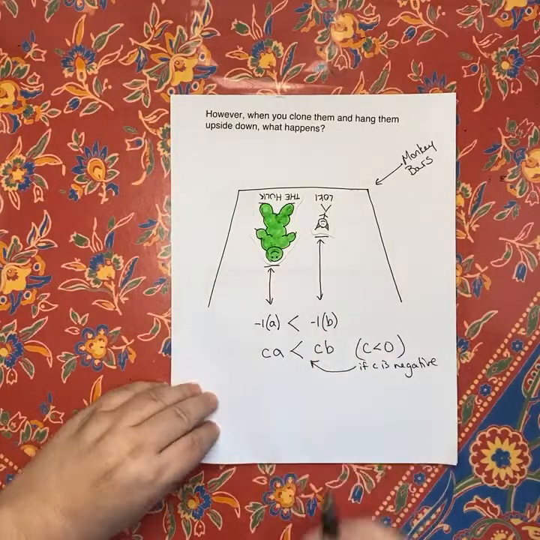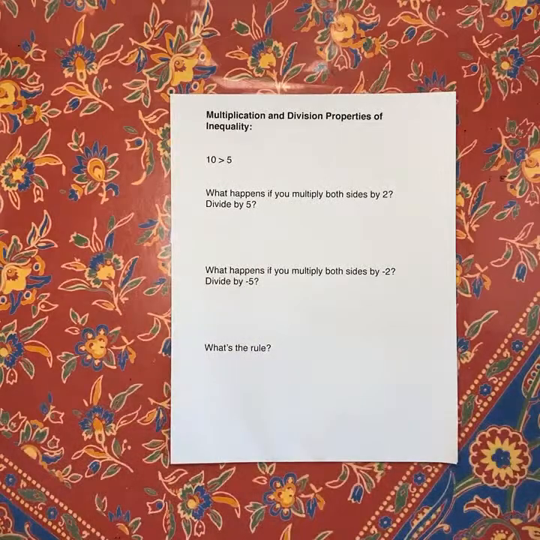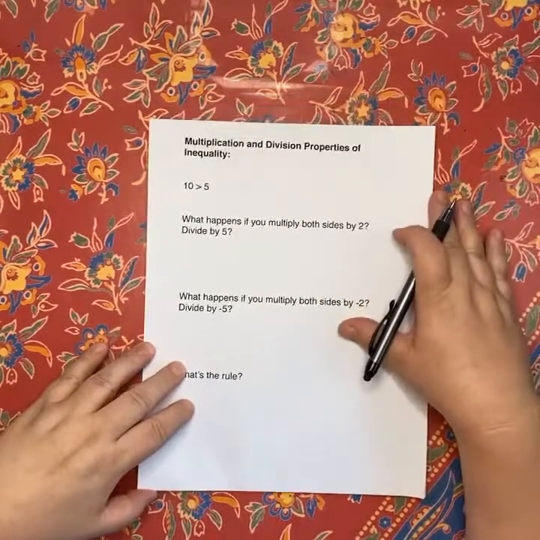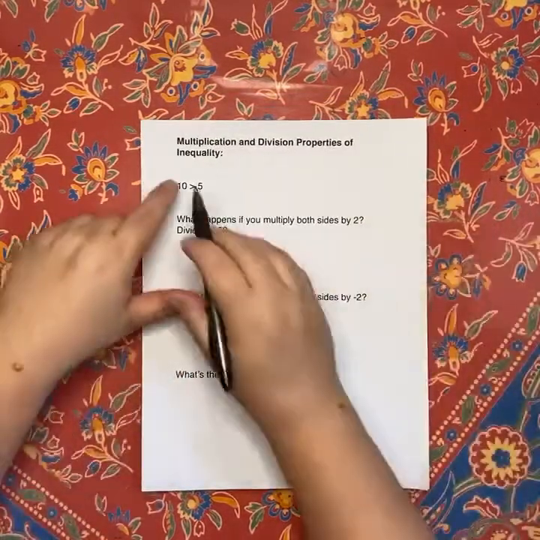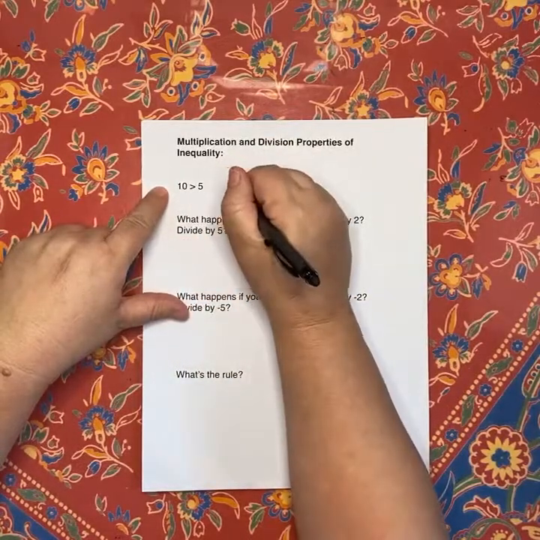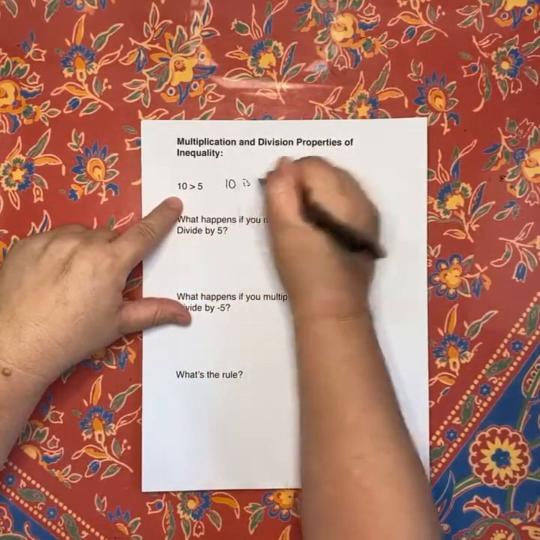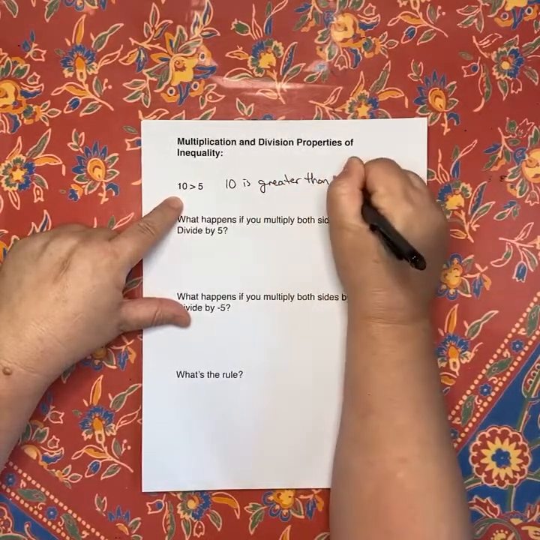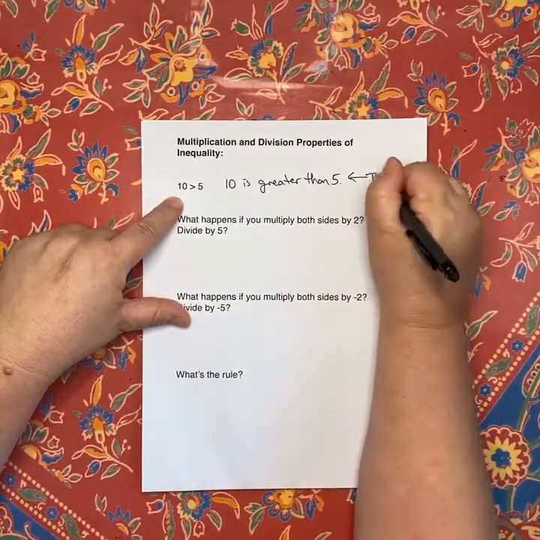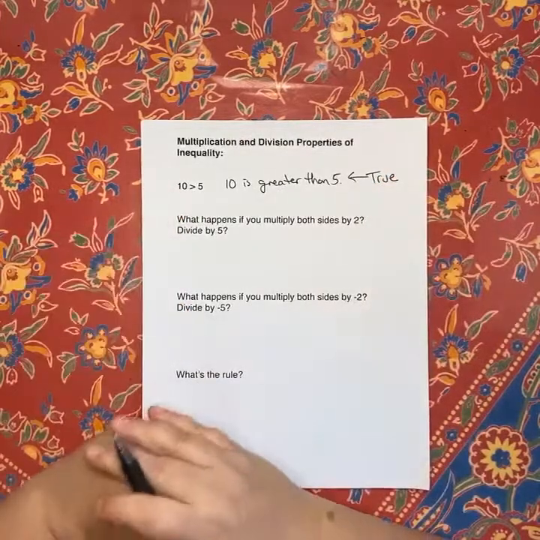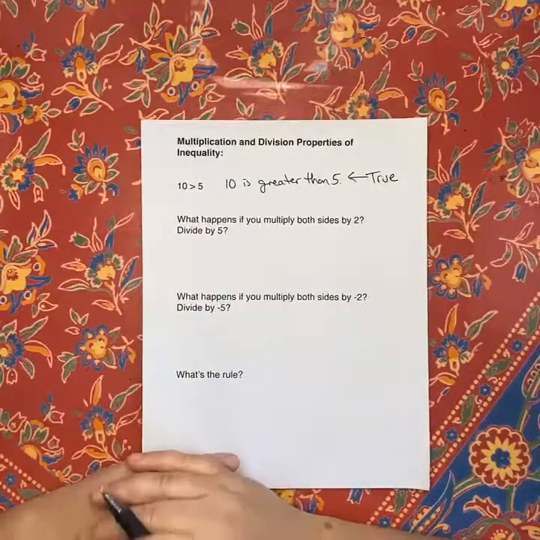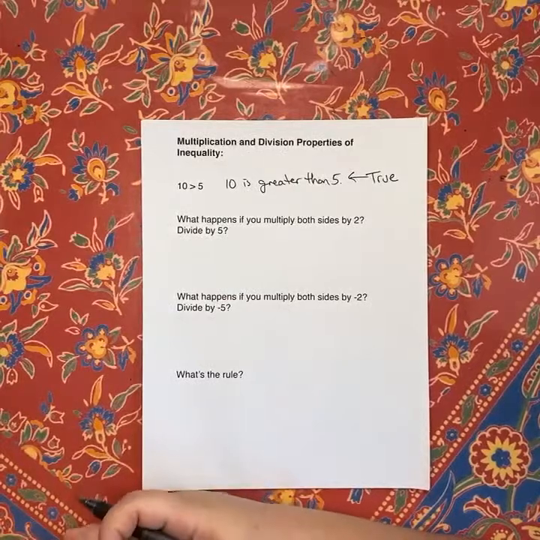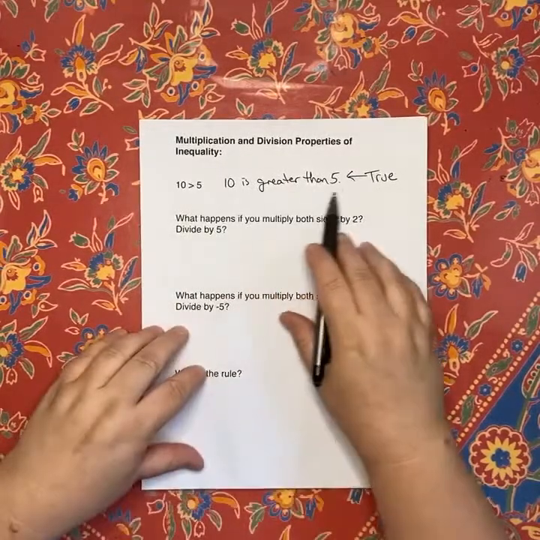So let's take a break from the Hulk and Loki and let's come over here. I claim I've got a true statement. 10 is greater than 5. And I'm not trying to trick you. This is absolutely true. Would you rather have $10 or $5? Well, give me $10. That's better than $5. So 10 is greater than 5.